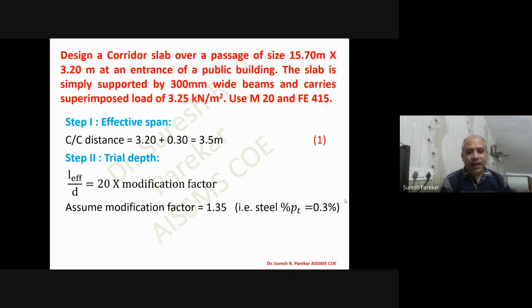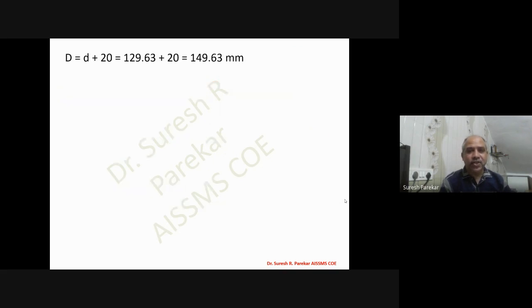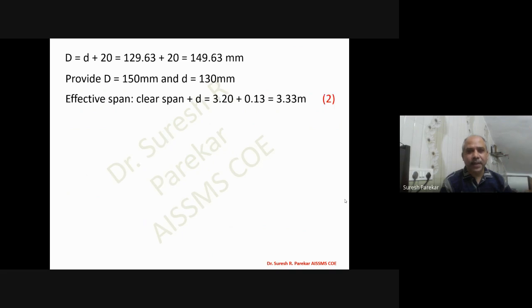So we assume a percentage of steel of 0.3, from which we get a modification factor of 1.35. By using this modification factor 1.35, we get the effective depth d as 129.63 millimeters. If we add the effective cover to it, we get the overall depth of the slab as 149.63 millimeters. We always round up to the higher side, so we get capital D equal to 150 millimeter and small d as 150 minus 20, that is 130 millimeters.